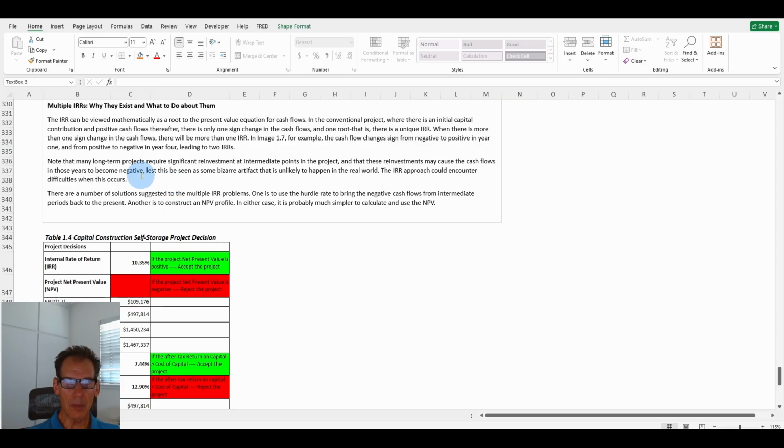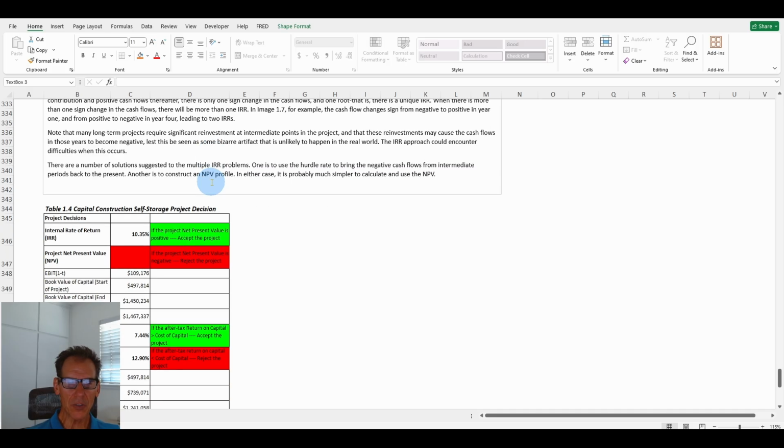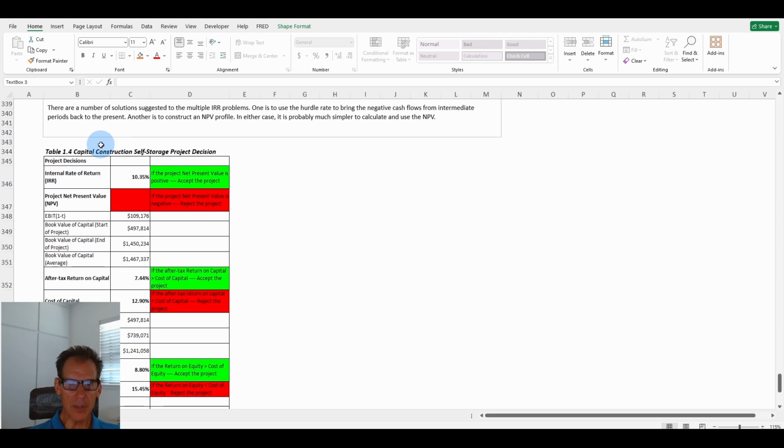Note that many long-term projects require significant reinvestment at intermediate points in the project, and that these requirements may cause the cash flow in those years to become negative. Lest this be seen as some bizarre artifact that is unlikely to happen in the real world, the IRR approach could encounter difficulties when this occurs. There are a number of solutions suggested to the multiple IRR problem. One is to use the hurdle rate to bring the negative cash flow from intermediate periods back to the present. Another is to construct a net present value profile. In either case, it is probably much simpler to calculate and use the net present value.